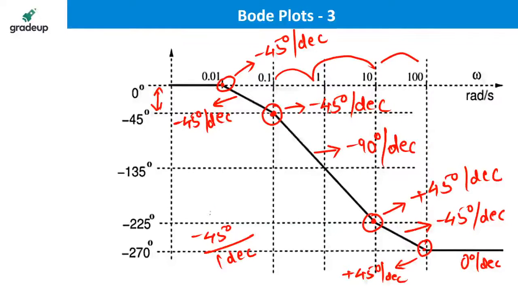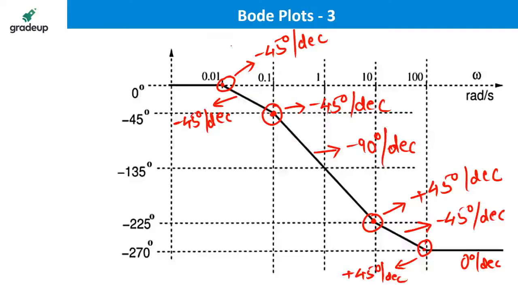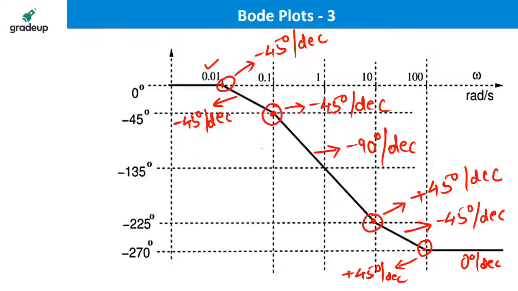For your better clarity, I have written all the points on the graph, where what slope change is happening. Now comparing with our statistics, at 0.01 there should be minus 45. This just tallied. Okay. At 1 there is no slope change, but at P1 by 10 there should be minus 45. So where there is minus 45 is 0.1, and guys, this one should correspond to P1 by 10.